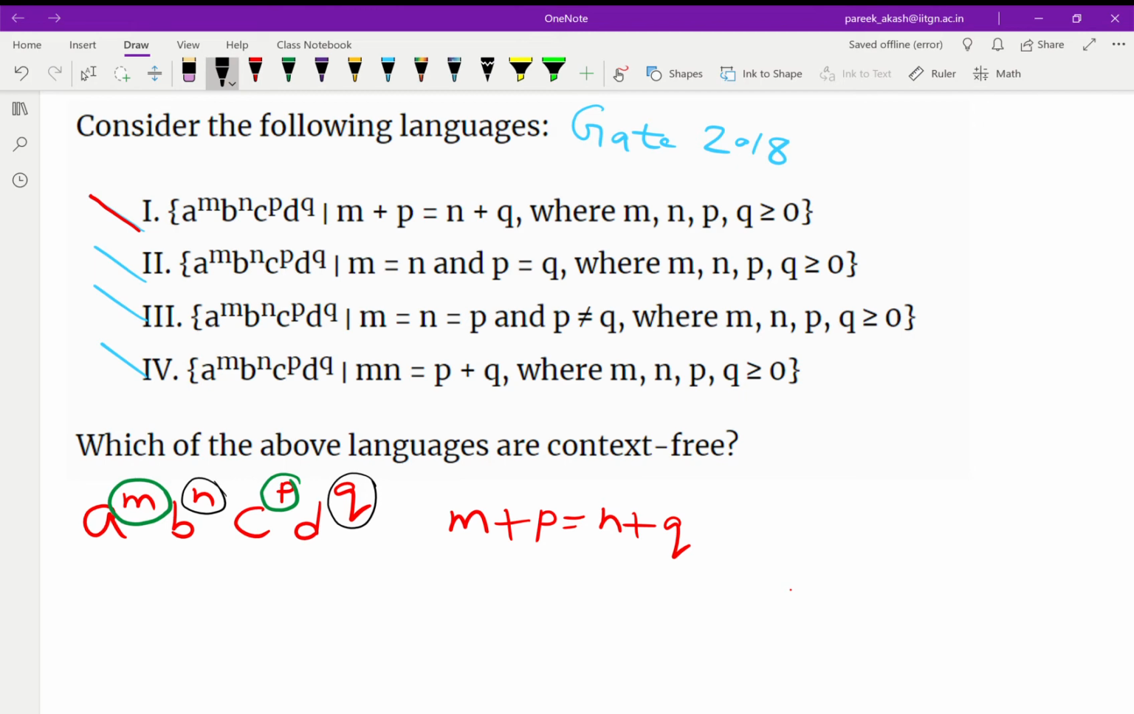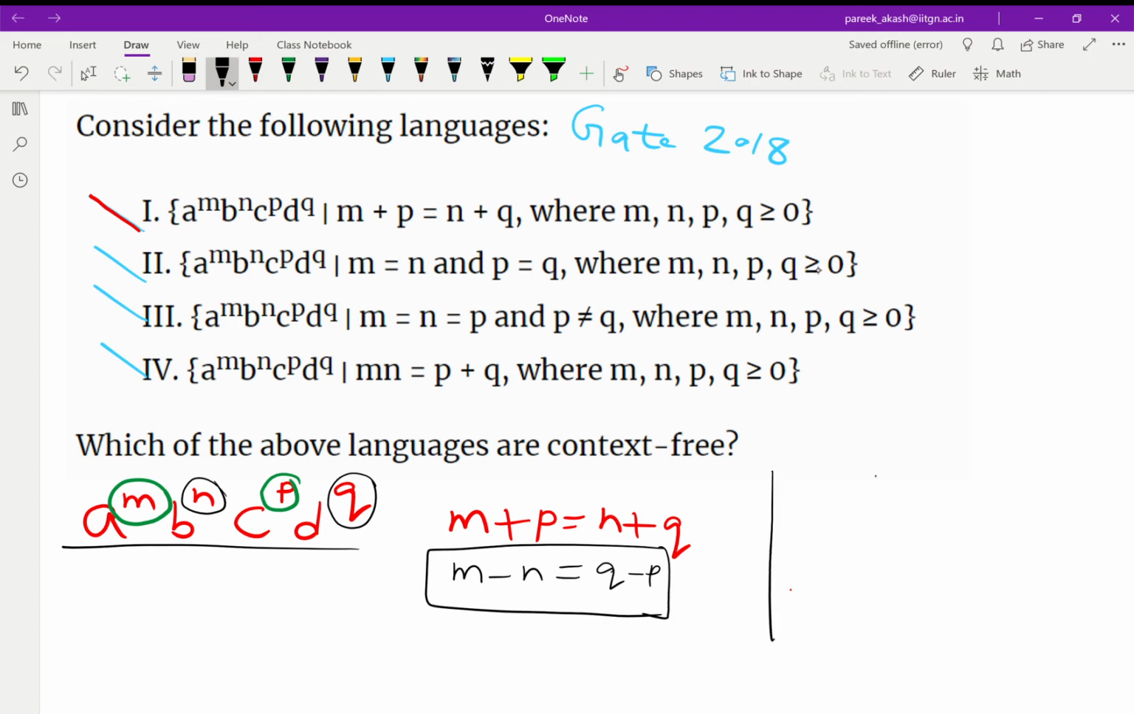If we can prove this by seeing this string, that means this will be a context free language. But we can modify this condition and write it as m minus n equals q minus p, and this is much easier to solve.